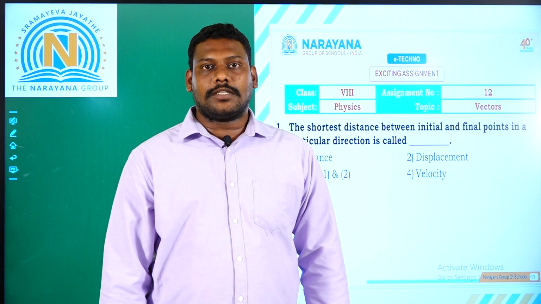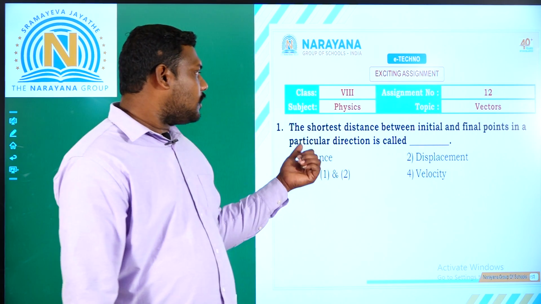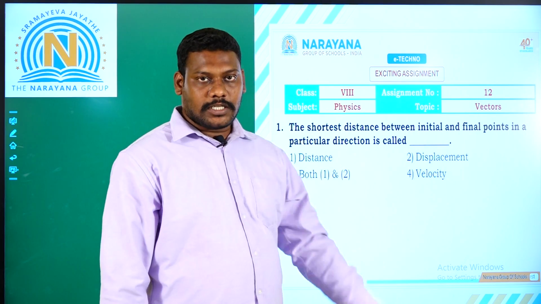Today we are going to discuss the assignment of 8th class under the topic vectors. Let us see the first question. The shortest distance between initial and final points in a particular direction is called.